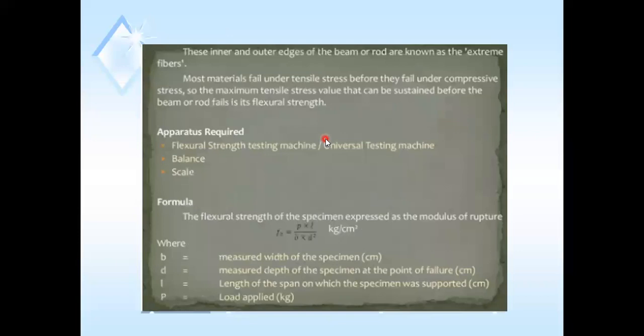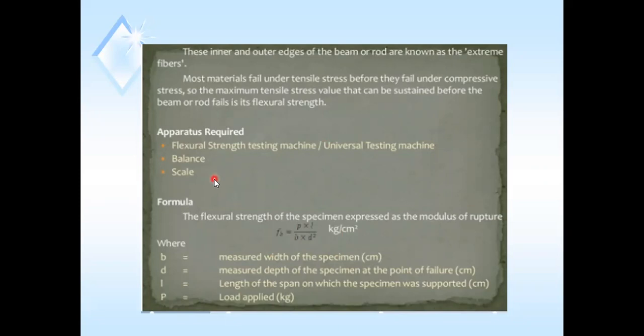Now, how to calculate this flexural strength? If you see this formula which has been given, the flexural strength of the specimen, or the modulus of rupture, is calculated as fb equals PL divided by BD squared. The flexural strength of the concrete member you can calculate using the formula PL divided by BD squared, where P is the load applied, L is the length of the specimen, B is the width of the specimen, and D is the depth of the specimen. So by using this formula, you can determine the flexural strength of the concrete.